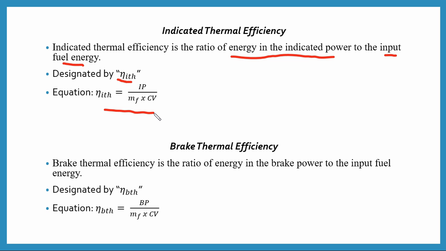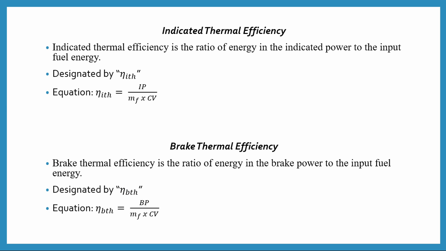Next is the brake thermal efficiency. The brake thermal efficiency is the ratio of the brake power to the input fuel energy. It is designated by eta BTH, and the equation is eta BTH equals brake power divided by mass flow rate of fuel into calorific value of the fuel. When we multiply by 100, we get the brake thermal efficiency in percentage. So here we discussed the indicated and the brake thermal efficiency.